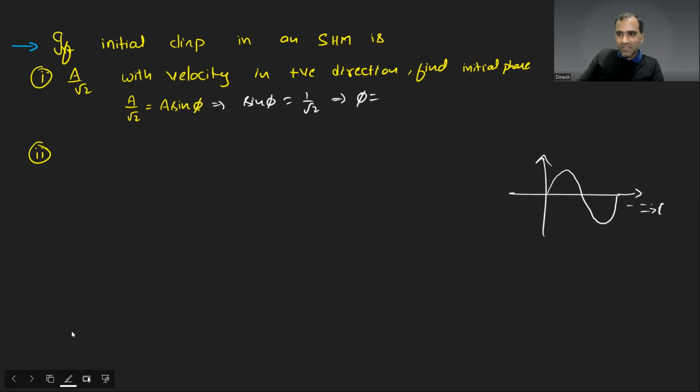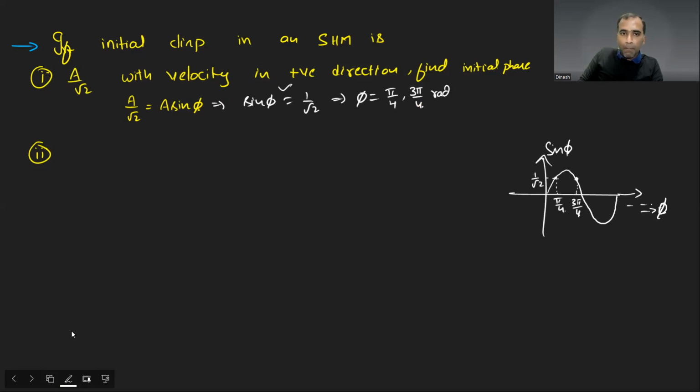Let's see then. As a function of phi, let me plot sine phi. For 45 degrees, which is pi by 4, it becomes 1 by root 2, agreed. But how about this value, which is 3 pi by 4 or 135 degrees? For that also it becomes 1 by root 2, no? So from this relation, I can say that the initial phase is pi by 4 or 3 pi by 4 radians.